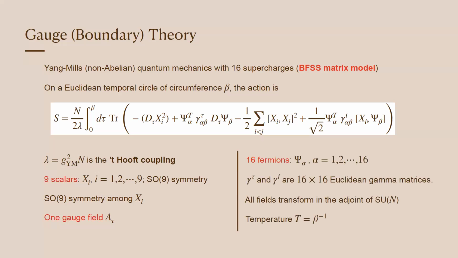These are all requirements coming from supersymmetry, right? There are gamma matrices, which give some structure for this. All fields transform in the adjoint representation of the gauge group SU(N). And the field theory is at temperature T, which is the inverse of this circumference. It's a finite temperature.